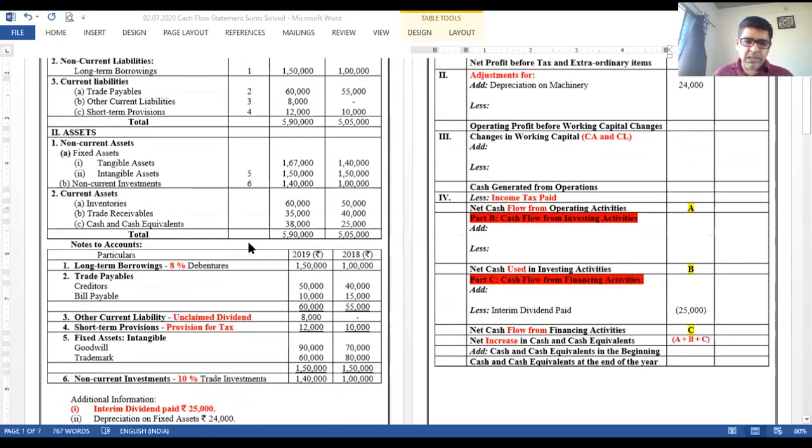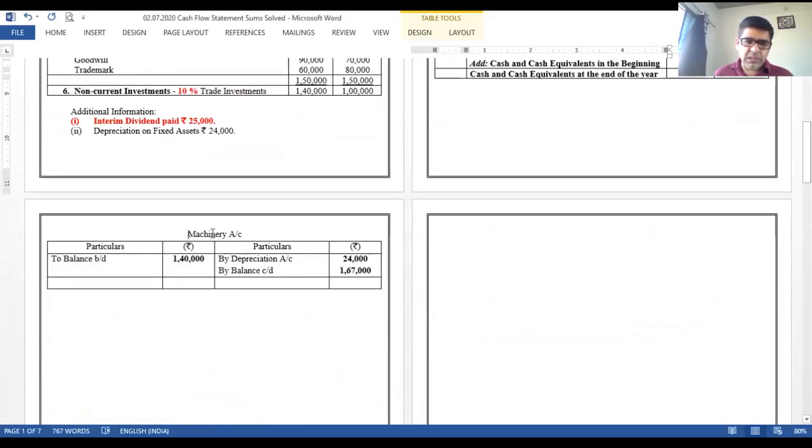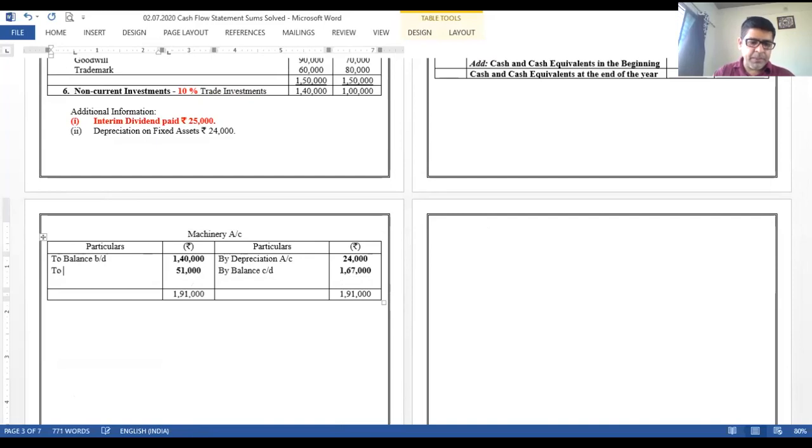Now once we are done with the adjustments, we need to close this machinery account. Let us close this and get the total: 160, 180, 191 is the total. Now 191 is the total on the credit side, the same total has to be placed over here. Now the difference over here, between 140 and 191, can be seen as 51,000.